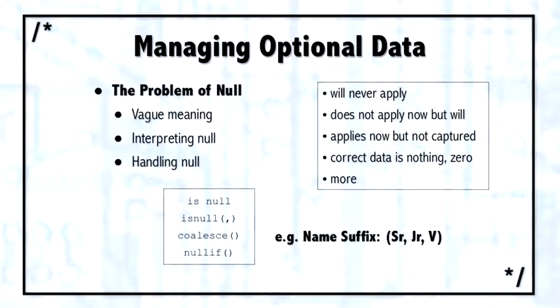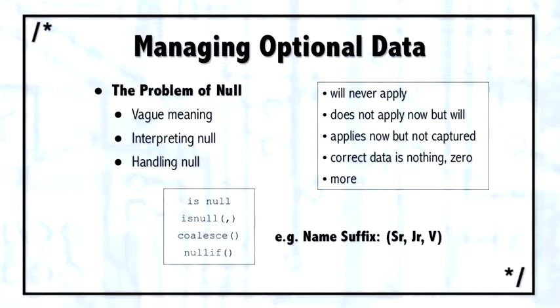Null specifically means unknown, but to give it the definition of unknown just begs the question of why is it unknown? It could be several different reasons. That it does not apply to this particular row, that it doesn't apply now but it will later, for example like a ship date. You may not know the ship date before it's actually shipped. It applies now but it's not yet captured. For example, a new employee who is hired who should have a Social Security number but has not yet been entered. Another time when people use null is when it's correct that there is nothing there, for example in the name suffix. It does not apply now, it never will. Some people incorrectly use null when they really mean zero.